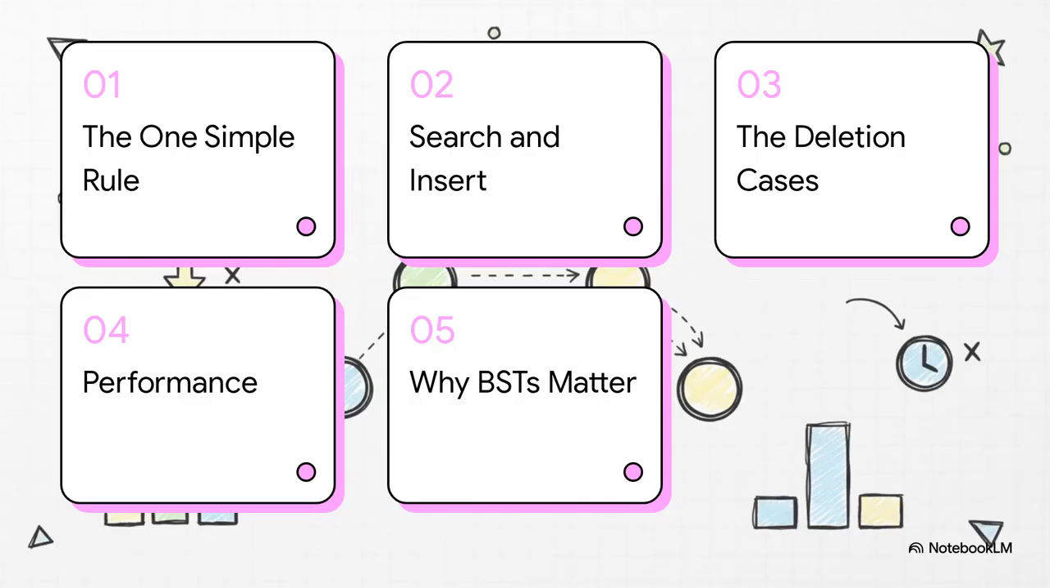So here's our game plan for this explainer. We're going to really dig into that one simple rule. Then we'll look at searching and inserting, which are super intuitive. We'll tackle the 3 cases for deletion. That's the tricky part. Then we'll get into performance, the good and the bad. And finally, we'll see why BSTs are still such a big deal.